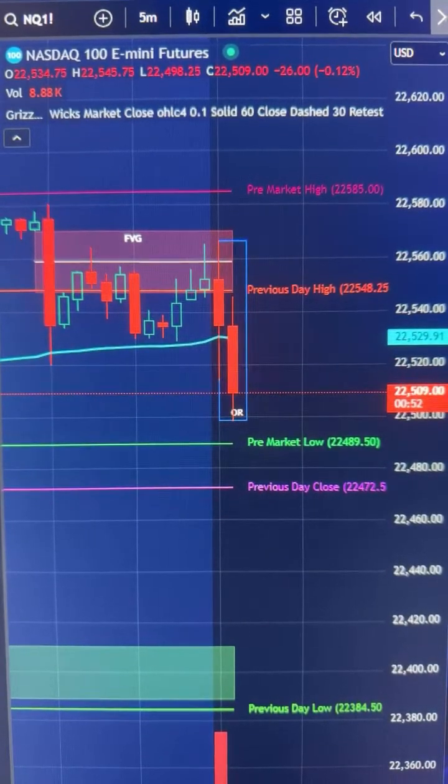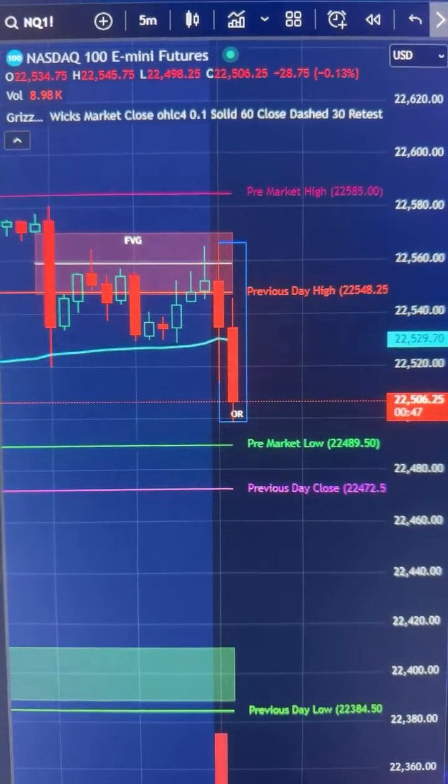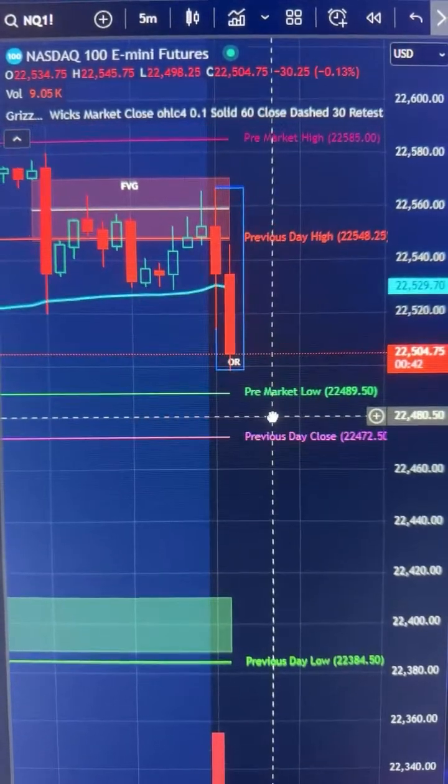Welcome in, everyone. Appreciate you all for joining. See if we can't catch a trade here. Watching this area here for a bounce.